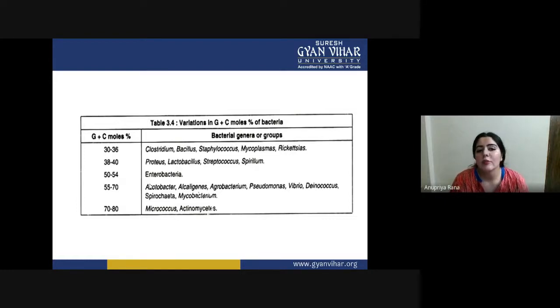So these GC mole percentages can also be an important aspect of variation for classifying. It is not a random kind of parameter you think about, but a deep and intimate parameter which gives us very important knowledge about the genetic makeup of a particular species.